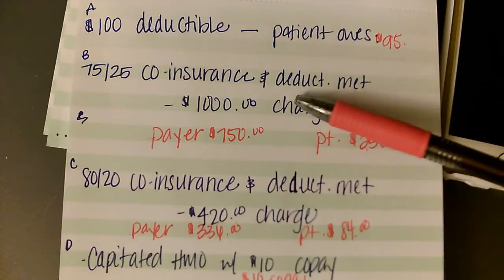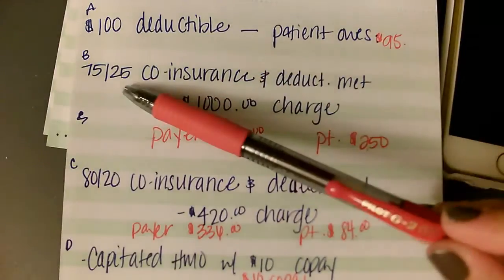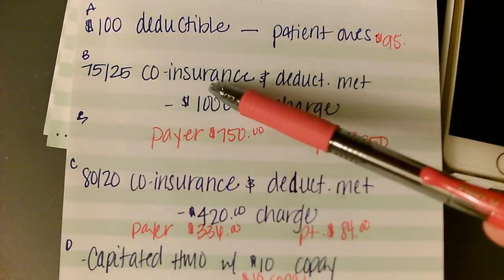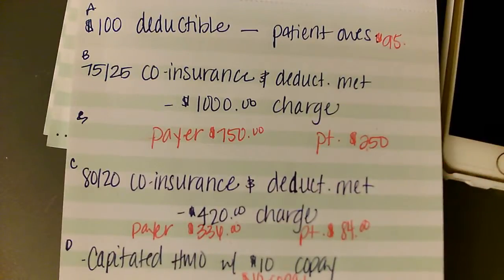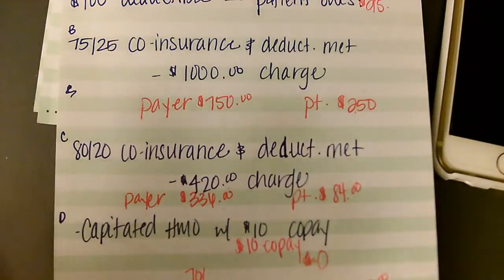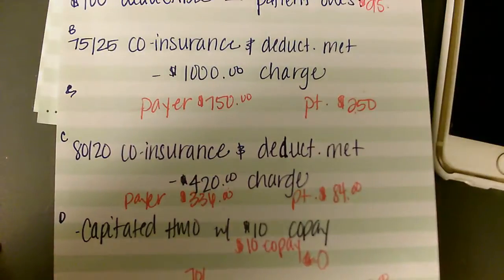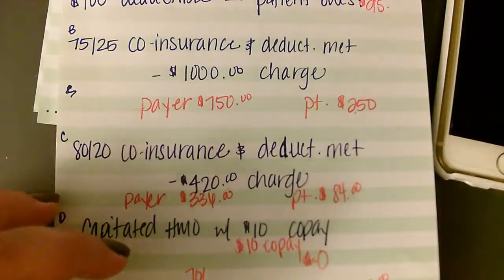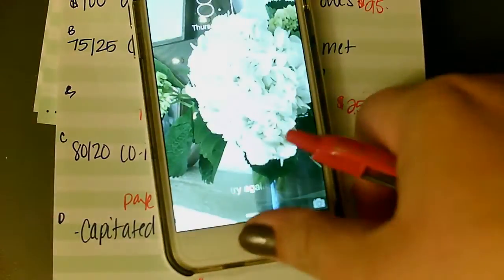For this patient, in letter B, they have a 75-25 plan with 25% being their co-insurance. Their deductible has been met, so they do not have to have deductibles figured out. So their insurance is going to cover whatever this is, because their deductible's already been met. So what we do is take that $1,000.